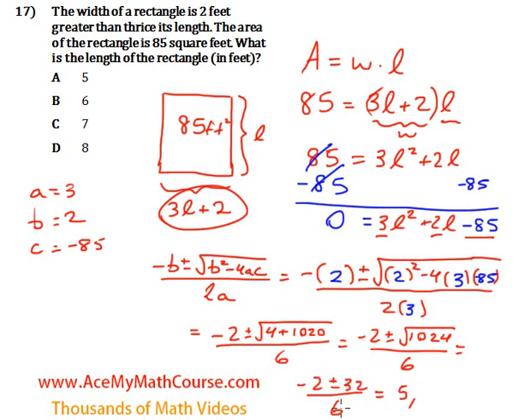I'm actually not interested in that answer, and you know why? Because it's negative. And we can't have negative length. So 5 is the answer. And we know that the length of the rectangle is 5 feet. That's all.